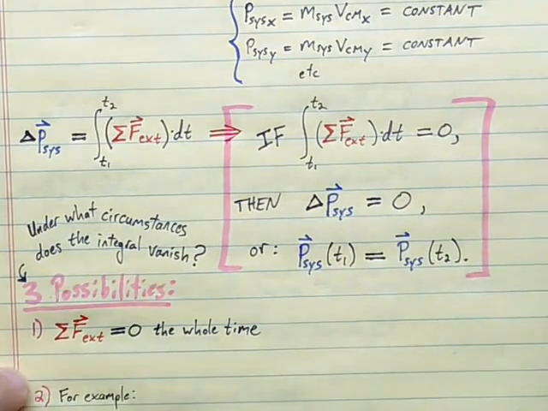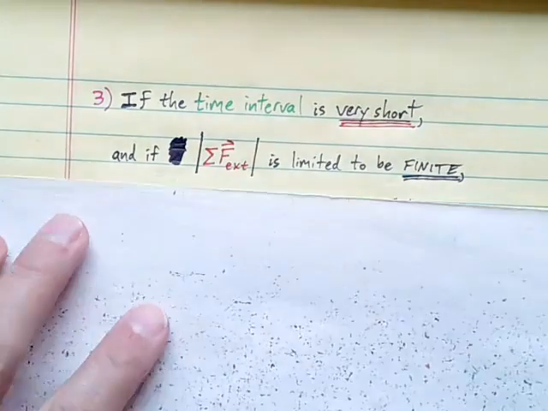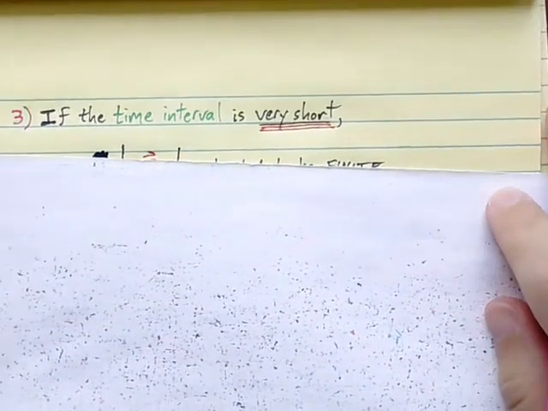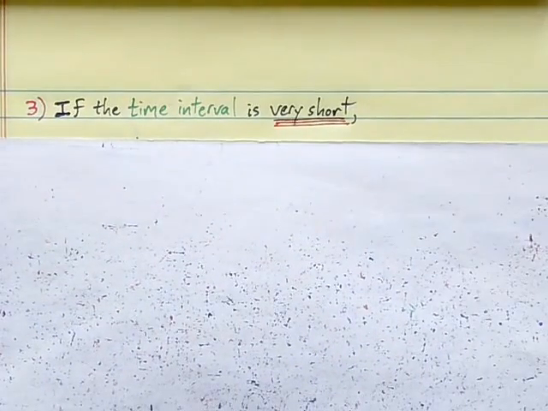Okay, the third possibility is the most subtle one. So I'm going to discuss another way in which that integral could vanish over a time interval.